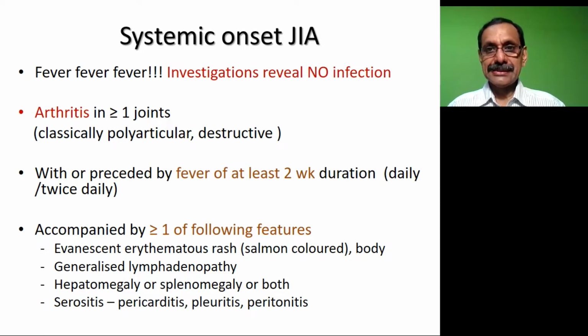So fever of at least 2 weeks duration, daily or twice a day spikes, accompanied by one or more of the features. One is, along with fever, you can have an evanescent rash, which means it appears and then disappears within hours. It's a salmon-colored, faint rash, usually on the body. And then visceral involvement, like lymphadenopathy, hepatomegaly, splenomegaly, and serositis, pericarditis, pleuritis.